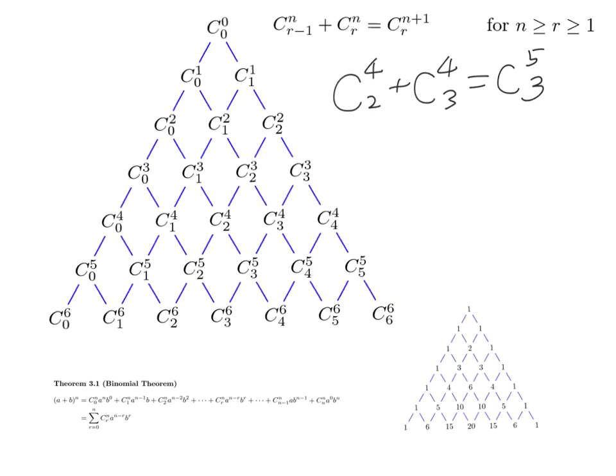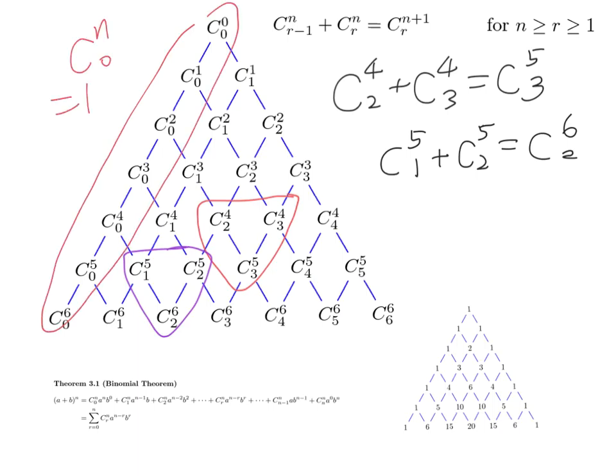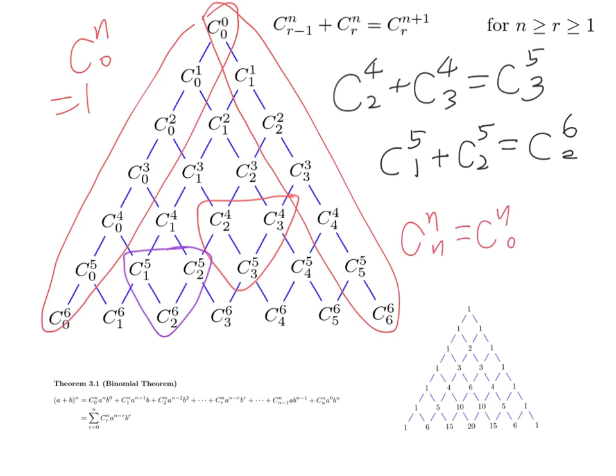And you can find this addition in the Pascal triangle here. 4C2 plus 4C3 is 5C3. 5C1 plus 5C2 is 6C2. You can find it here. And all the numbers on the side here, nC0, are all equal to 1. And on this side, nCn are all equal to nC0, that is 1. This gives us another way to explain the binomial theorem.